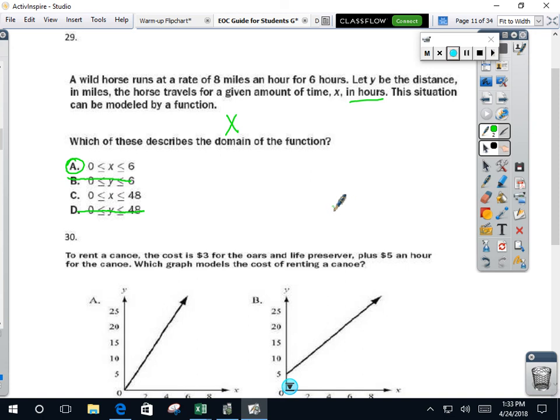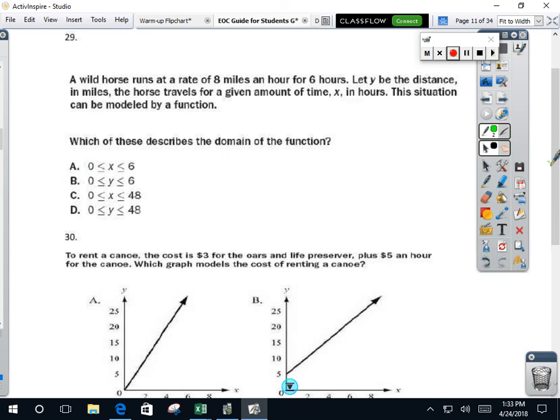Tanasia, if the question had said range, what would the answer have been? What would it be if it were range? It's obviously not A. It's D. Range is Y values, and the horse can run between 0 miles and 48 miles. Because isn't the maximum he can run if he goes for 6 hours at 8 miles an hour 48 miles? So range would have been D, but they asked for domain, so it's A.